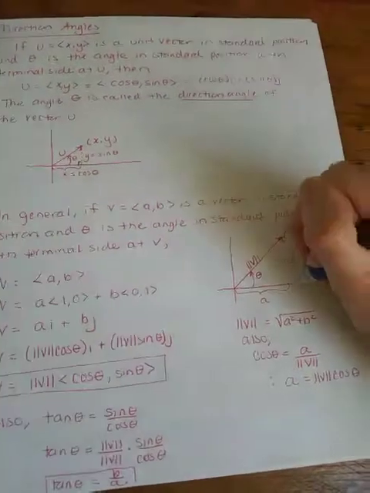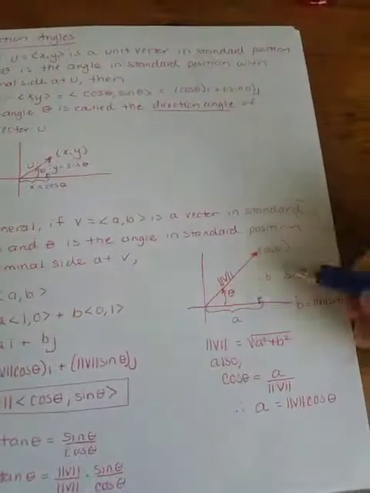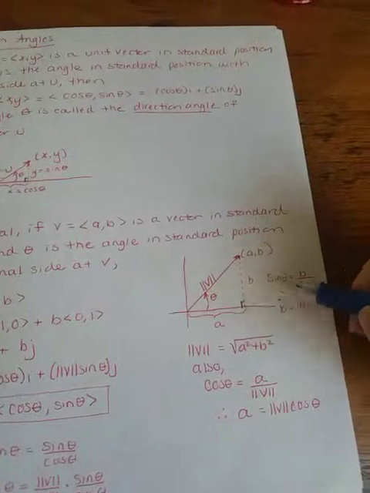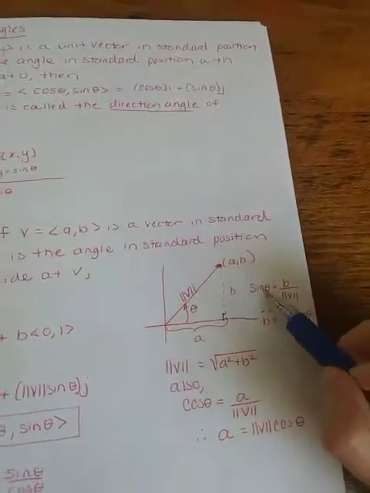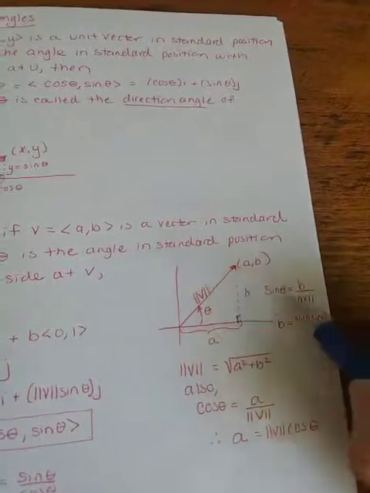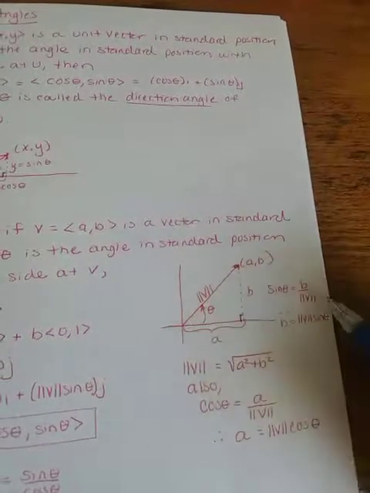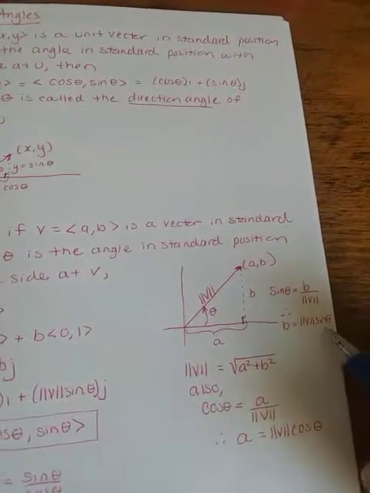So look, I keep forgetting my rate. Okay. Where was I here? So ab, all right. Based off of my trig, I know that sine of theta would be equal to b divided by this length here, which is the magnitude of that vector v. So if I solve this for b, b is the magnitude times sine of theta.